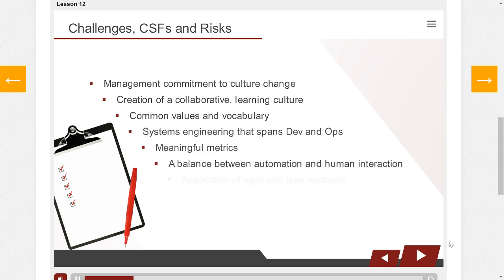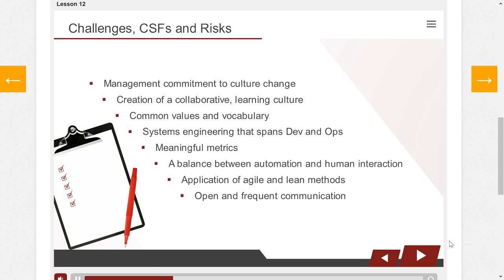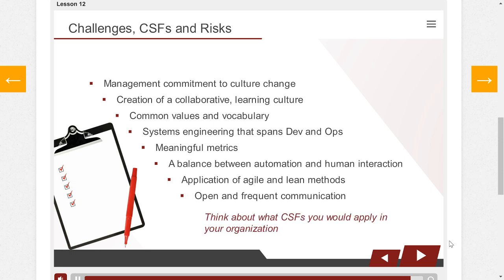They will apply to most types of organizational cultural change, but when you start to implement DevOps practices, you will need to think about them in the context of DevOps so you can manage them effectively. For example, management commitment to cultural change from a DevOps perspective will mean managers embracing collaboration, communication, and integration between the silos of Dev and Ops. Meaningful metrics will include measures such as number of deployments and percentage of successful deployments. Think about what CSFs you would apply in your organization.